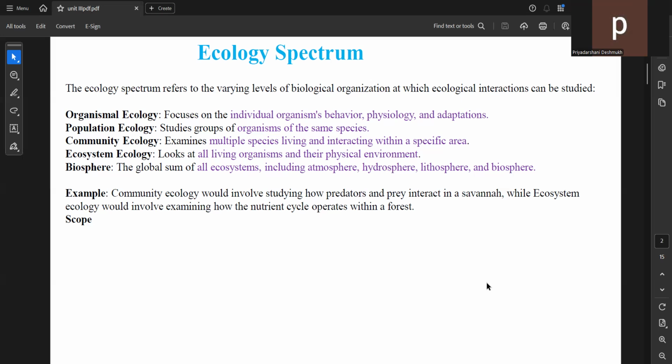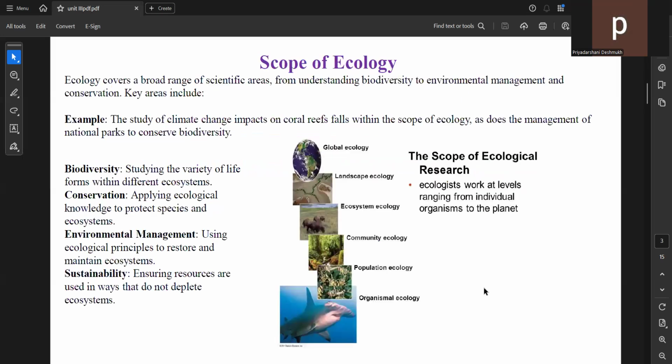Now, here we can give one example. Community ecology would involve studying the predator-prey interaction, while ecosystem ecology would examine how the nutrient cycle operates within a forest. Now, the scope of ecology.